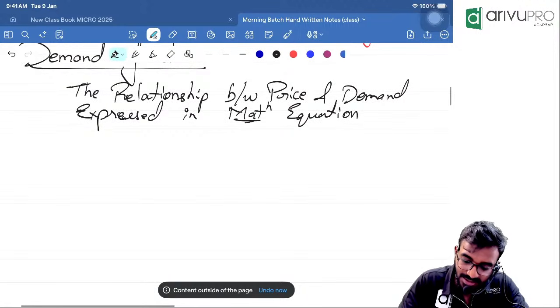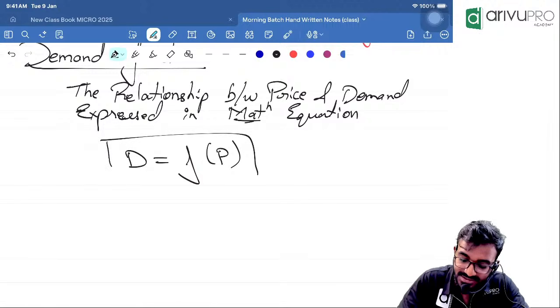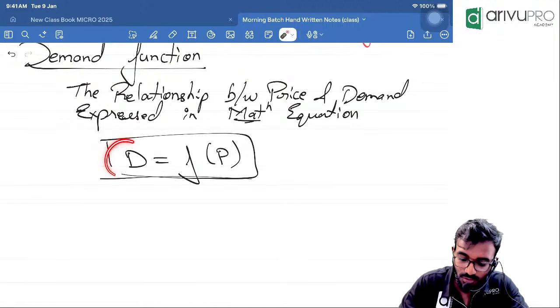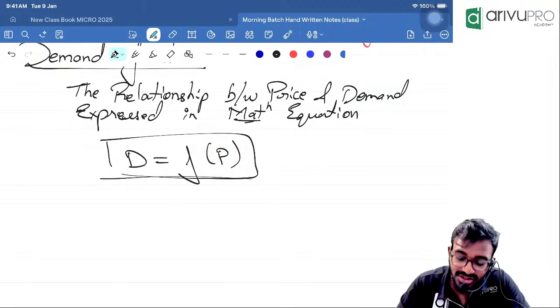So what is that mathematical equation? D is equal to a function of price. What does D stand for? P stands for price. F is a functional relationship.